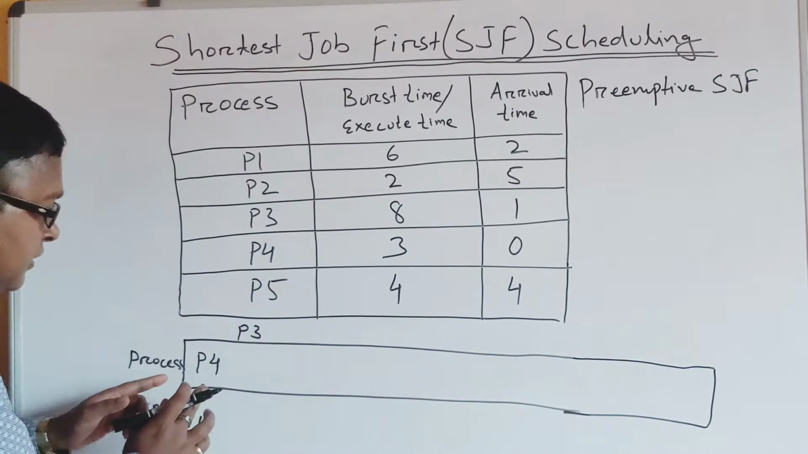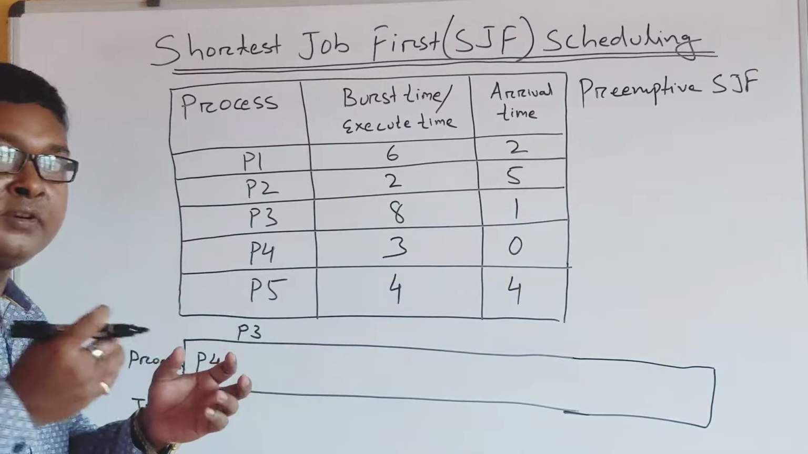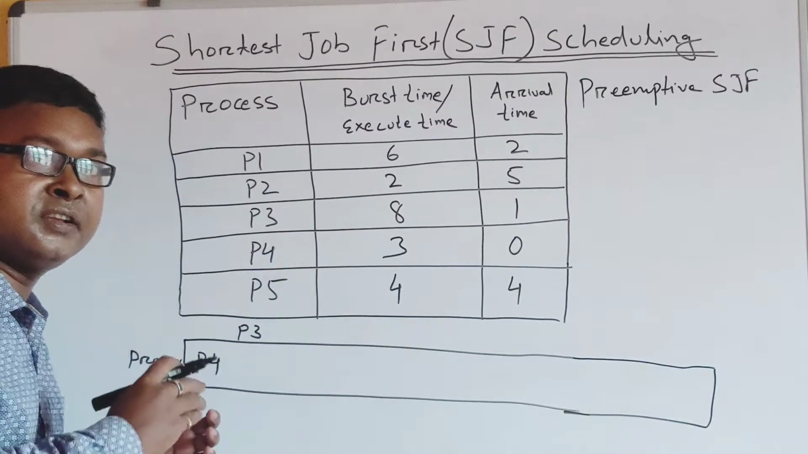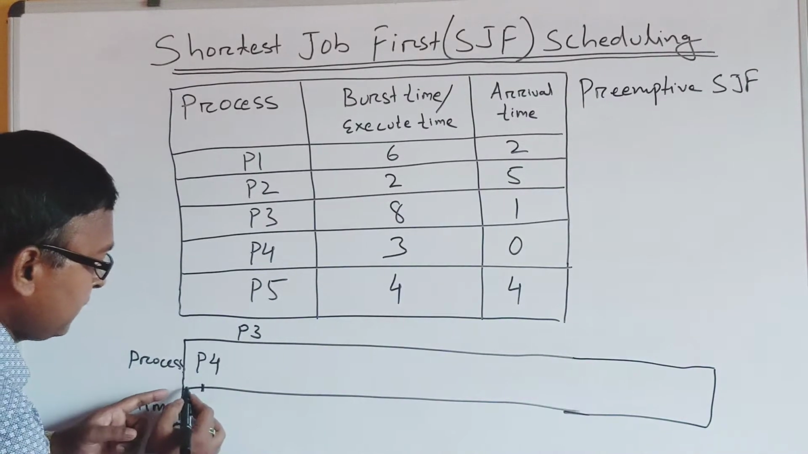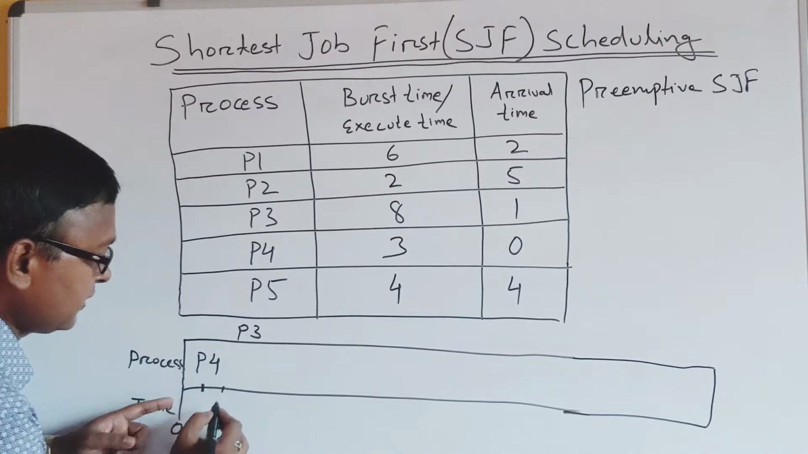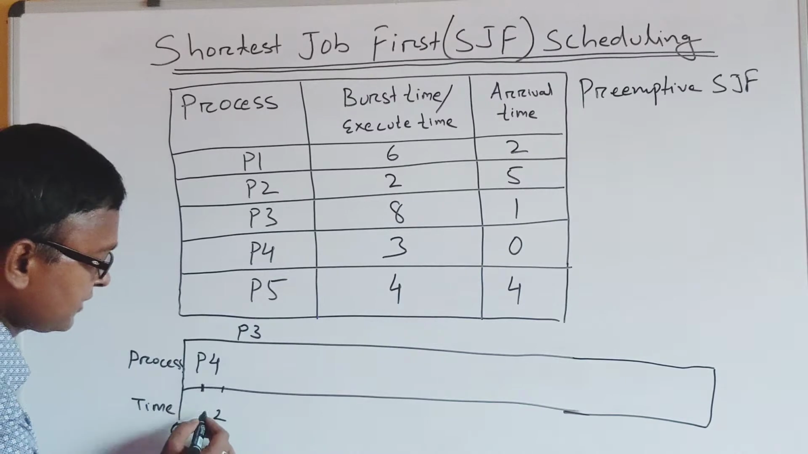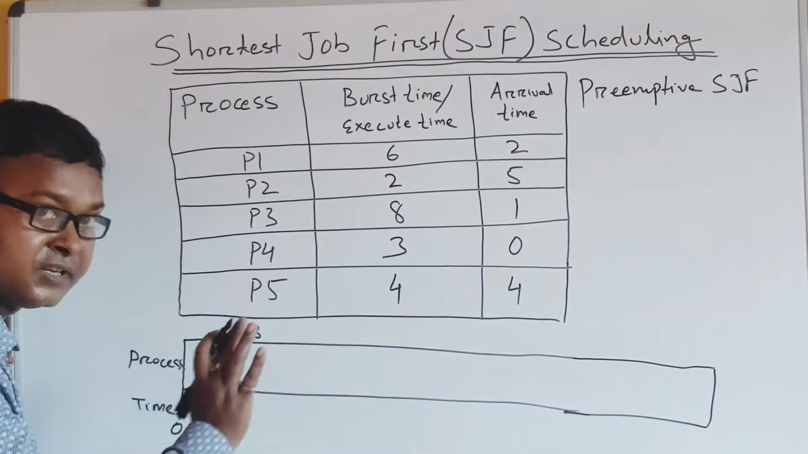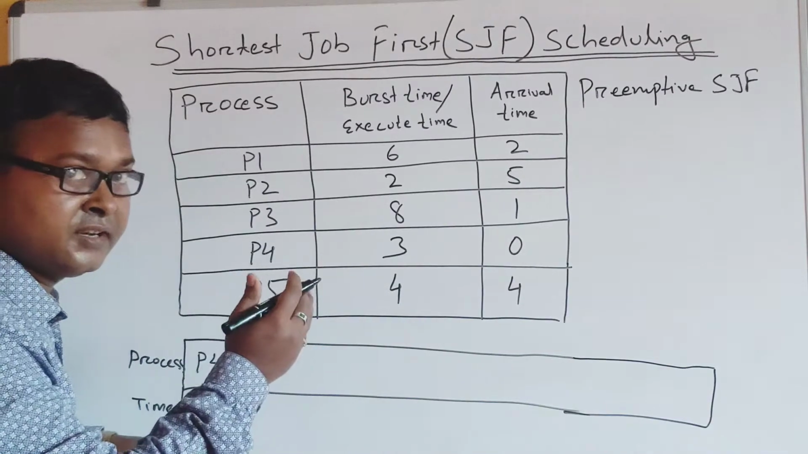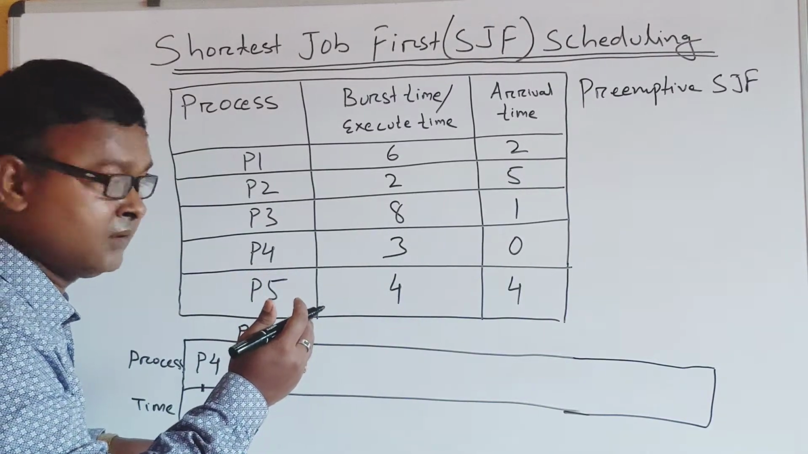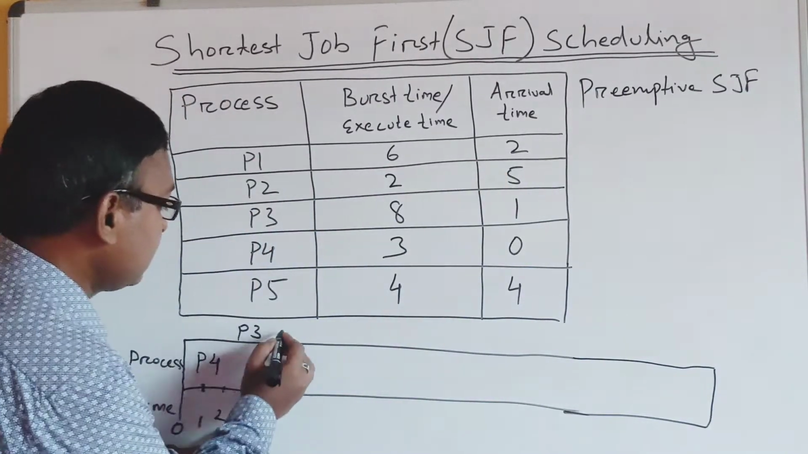So right now P4 will not be printed out. It will be executing as usual, right? So P4 starts execution and tries to complete its execution. Okay. At 2 units of time, is any other process entering the processor? Yes. At the 2 unit of time, P1 is entering the processor.